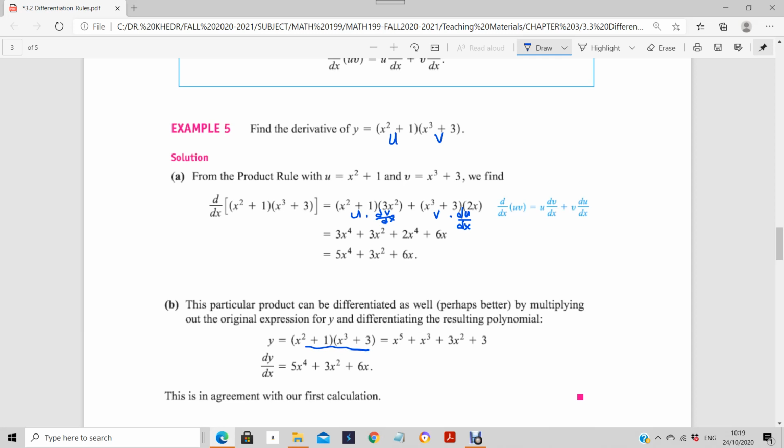So if you expand these two brackets, multiply out these two brackets, you will get these functions. And now if you differentiate these functions by using the power rule and the constant rule, you will get the same answer. Okay? This method of solving the question looks simpler than the previous one by using the product rule.